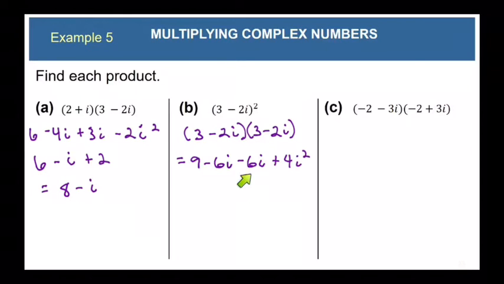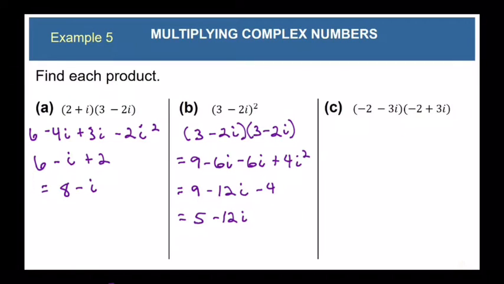And now these middle terms will not cancel each other out because they are the same sign. So we're going to end up with 9 minus 12i. Negative 6 minus 6 is minus 12. And then the 4 times i squared is going to make 4 times negative 1, which is minus 4. Alright, now combining the real parts, 9 minus 4 makes 5. So we have 5 minus 12i.